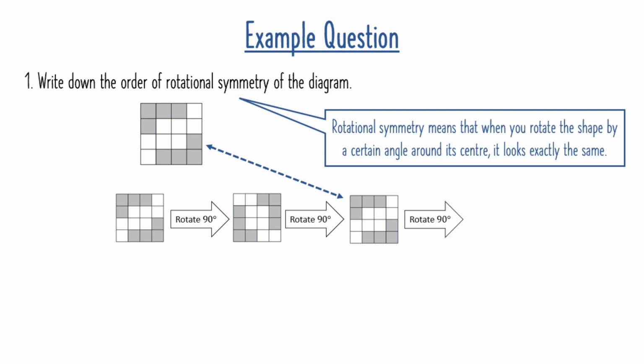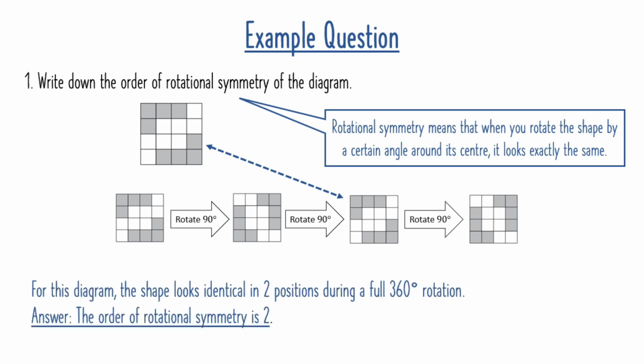Let's rotate it another 90 degrees. This is what the diagram will look like. So for this diagram, the shape looks identical in two positions during a full 360-degree rotation. So the order of rotational symmetry is equal to 2.